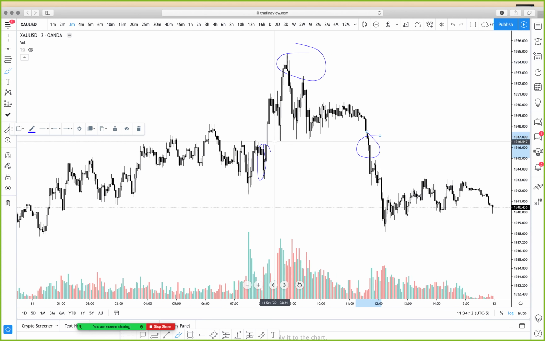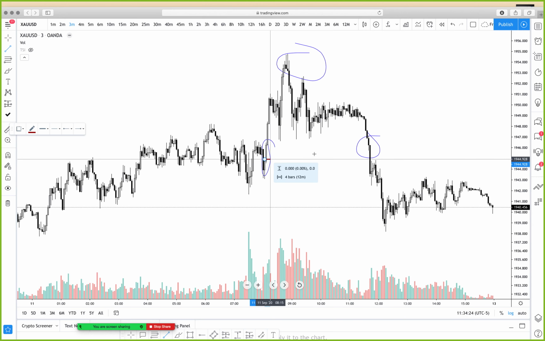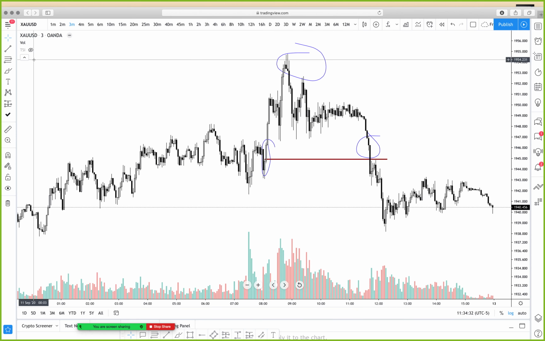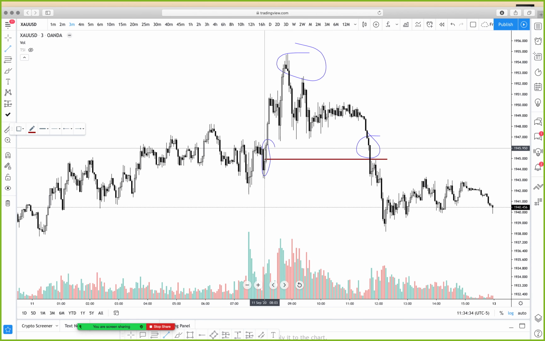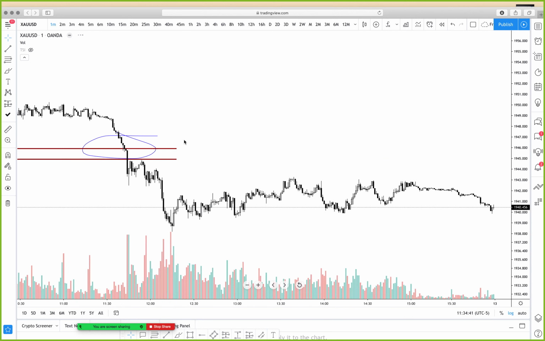And where was the inefficiency? So you're pretty much aiming for your second entry? Correct. Okay, so you're probably aiming open here. All right, cool.